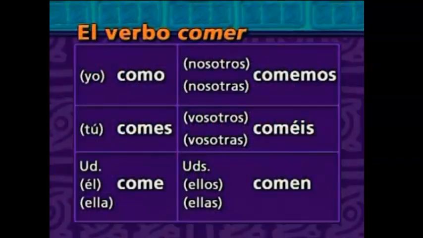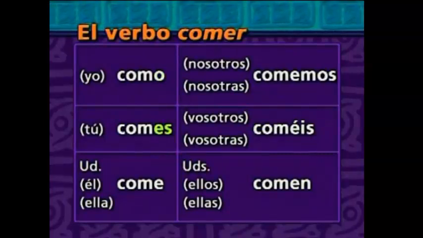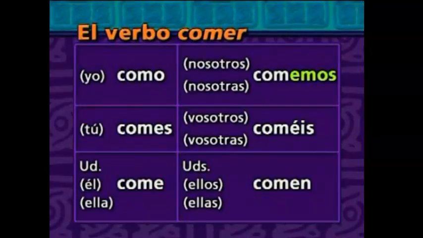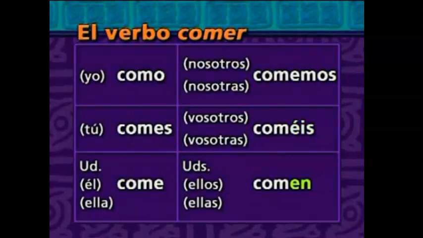The endings for ER verbs are O for the yo form, S for the tú form, E for the usted, él, ella forms, hemos for the nosotros and nosotras forms, es for the vosotros and vosotras forms, and en for the ustedes, ellos, ellas forms.